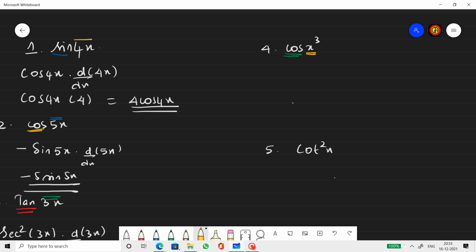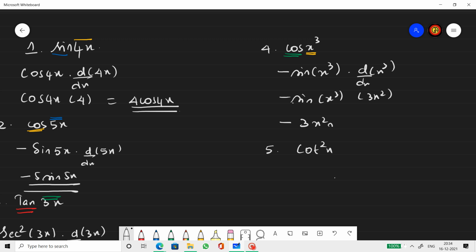Then the main function would be cube. But here it is cos x cube. So main function is cos, sub function is x cube. So differentiating the main function cos x, the differentiation is minus sine of x cube into the derivative of x cube. So which is minus sine x cube into 3x square. So the final answer is minus 3x square into sine x cube.